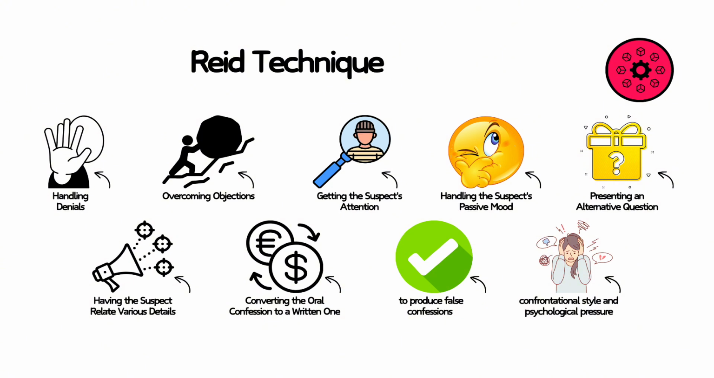The Reid technique has been criticized for its potential to produce false confessions, especially when used on vulnerable individuals. Critics argue that its confrontational style and psychological pressure can lead to innocent people admitting to crimes they didn't commit. As a result, there has been a shift towards more ethical and evidence-based interrogation methods.